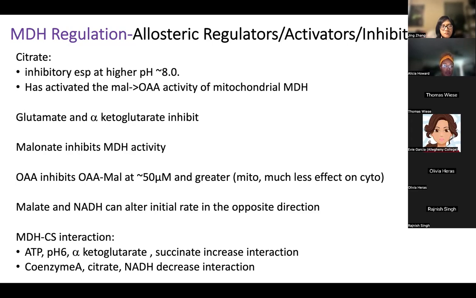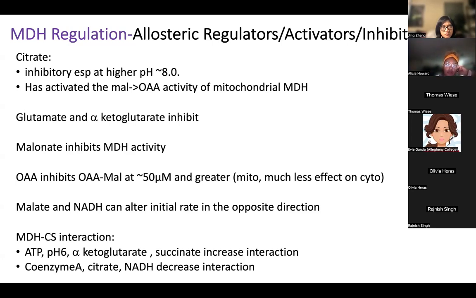So there's a lot of interesting data out there, and there hasn't been a lot of thorough testing of how this is happening. There are studies that show glutamate and alpha-ketoglutarate inhibit, and malonate inhibits MDH activity. Higher concentrations of oxaloacetate, while looking at the kinetics going from OAA to malate, will start to inhibit the mitochondrial MDH. You see a pattern that goes up and then it starts coming down. We see whether it's a feedback inhibition or a second site that's now binding and causing a shift in the structure. Don't see that so much on the cytosolic versus the mitochondrial.